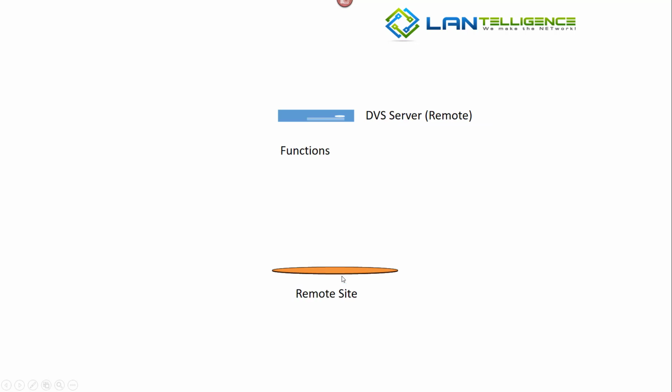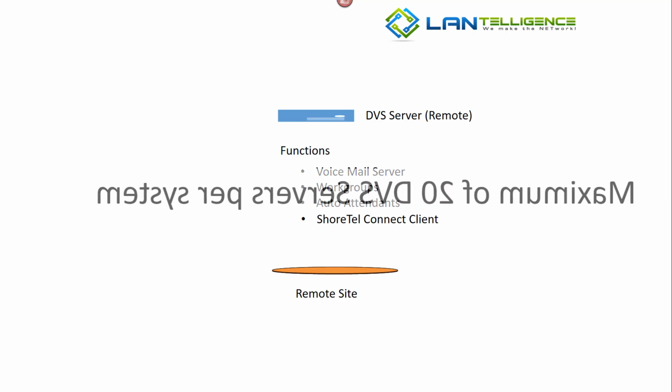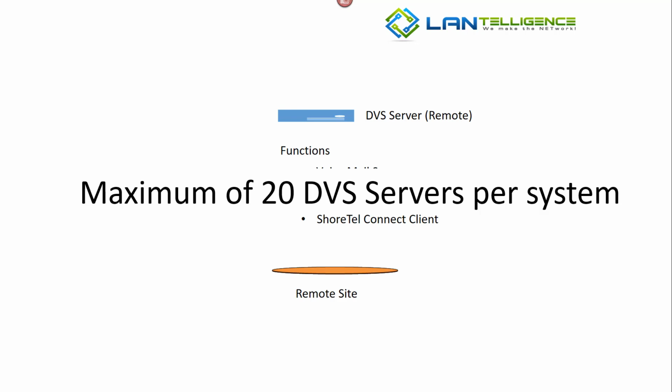Now you also have the DVS server. The DVS server is a subset of functions from the HQ. It's also a voicemail server. It also can handle workgroups. It also houses auto attendants. You can't configure them on it, but it houses them. The ShoreTel Connect client registers to it as well. And you have a maximum of 20 DVS servers per system.